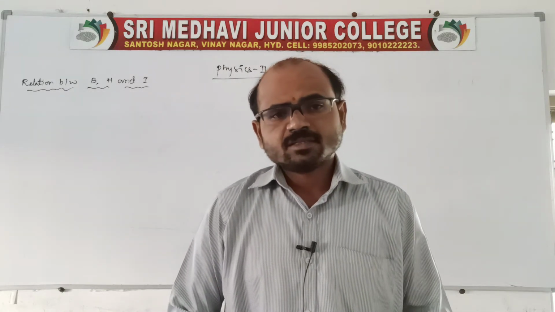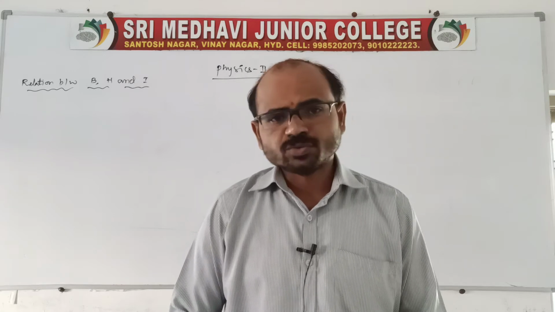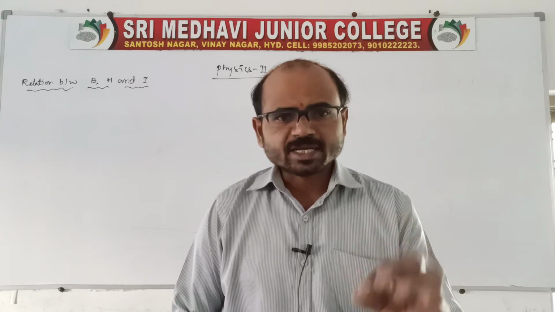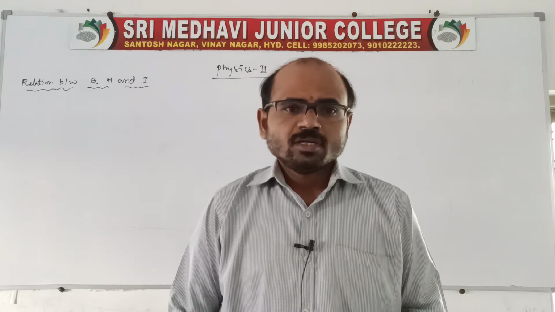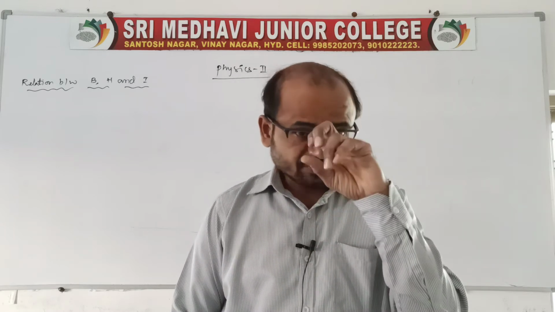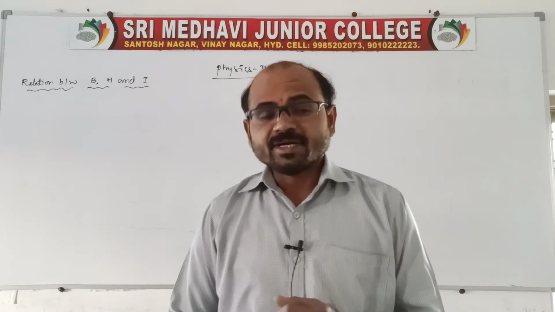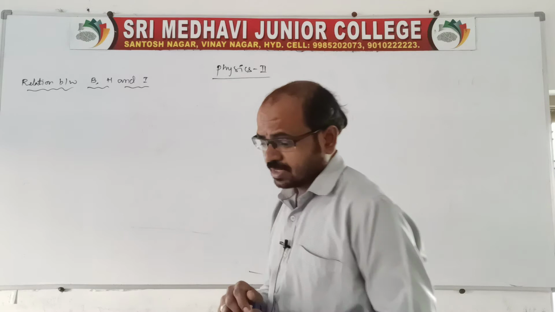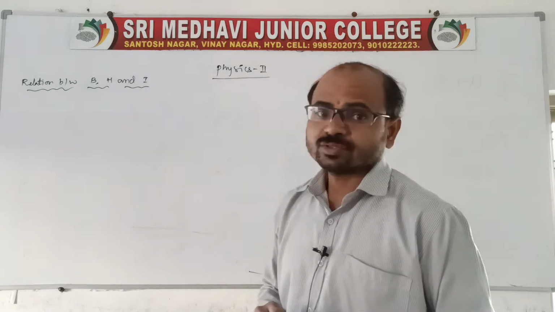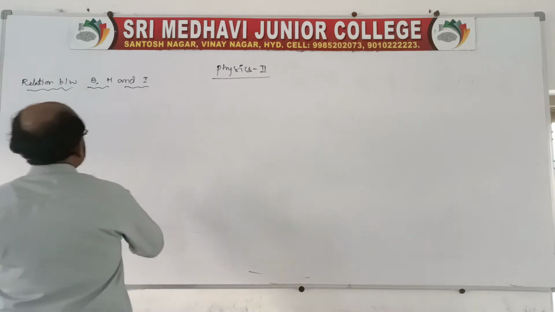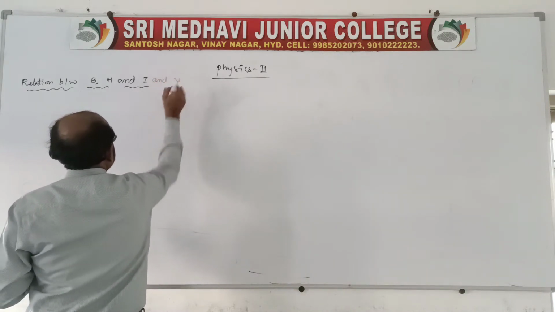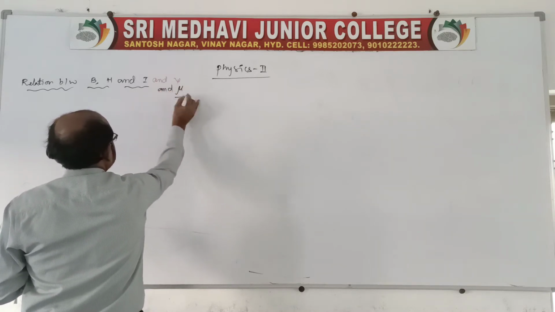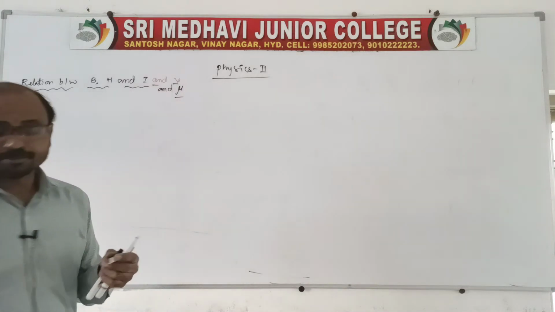In the last class we finished the intensity of magnetization, capital I, and the intensity of magnetizing force, capital H. These two definitions and relations are finished, as well as the susceptibility Xi. Now we'll move to the next one, the relation between capital B, capital H, capital I, as well as Xi and mu, that is the relative permeability.